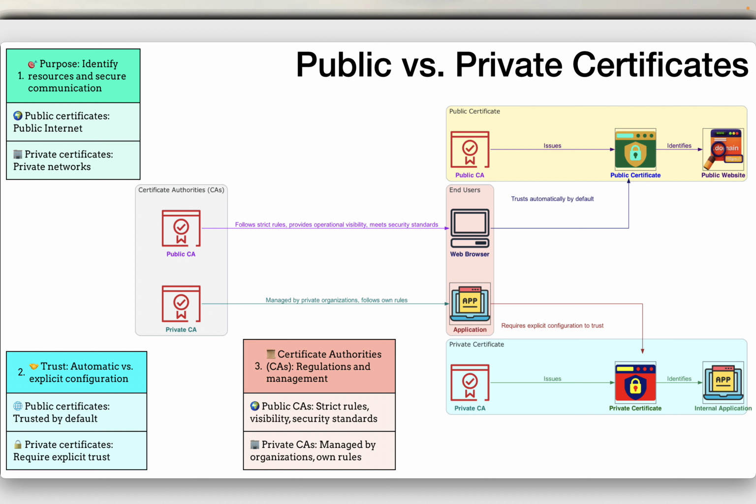But in case of private CAs, that's why it's explicit configuration. Private CAs are managed by private organizations and their administrators can establish their own rules for issuing private certificates, including practices for issuing certificates and the information a certificate can include.